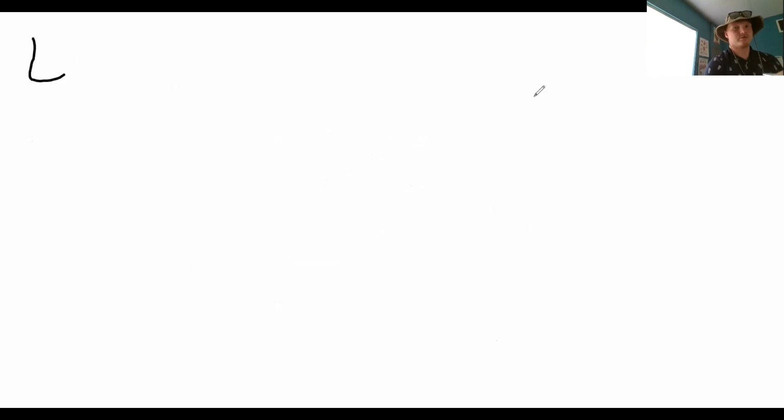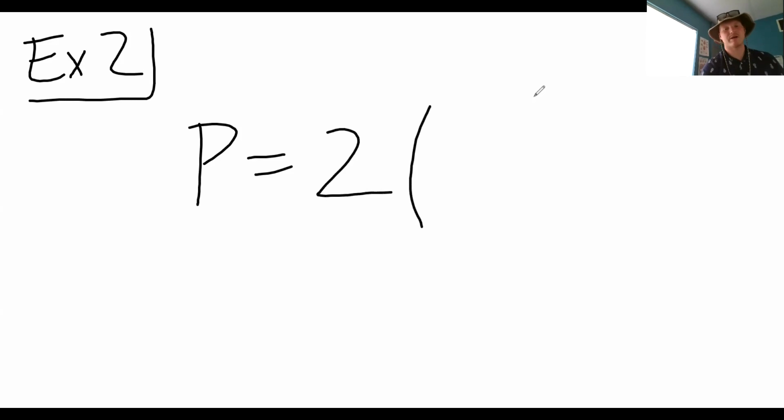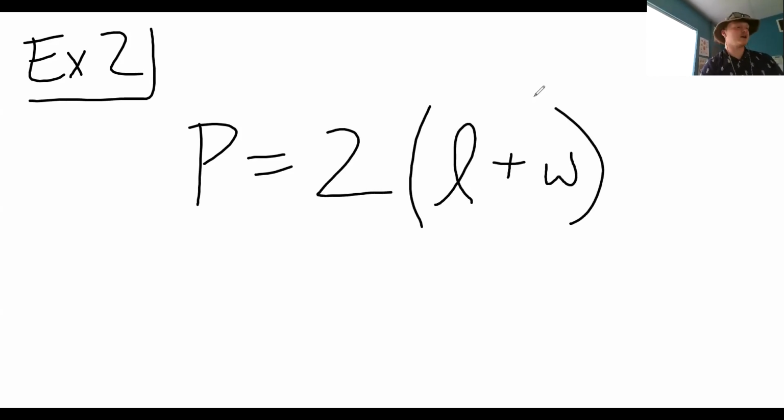Example 2. I have to find the length. So the perimeter of a rectangle is... let's do perimeter. I'm going to write down my equation first. Perimeter equals 2 times the length plus the width. So I'm writing down my equation first.